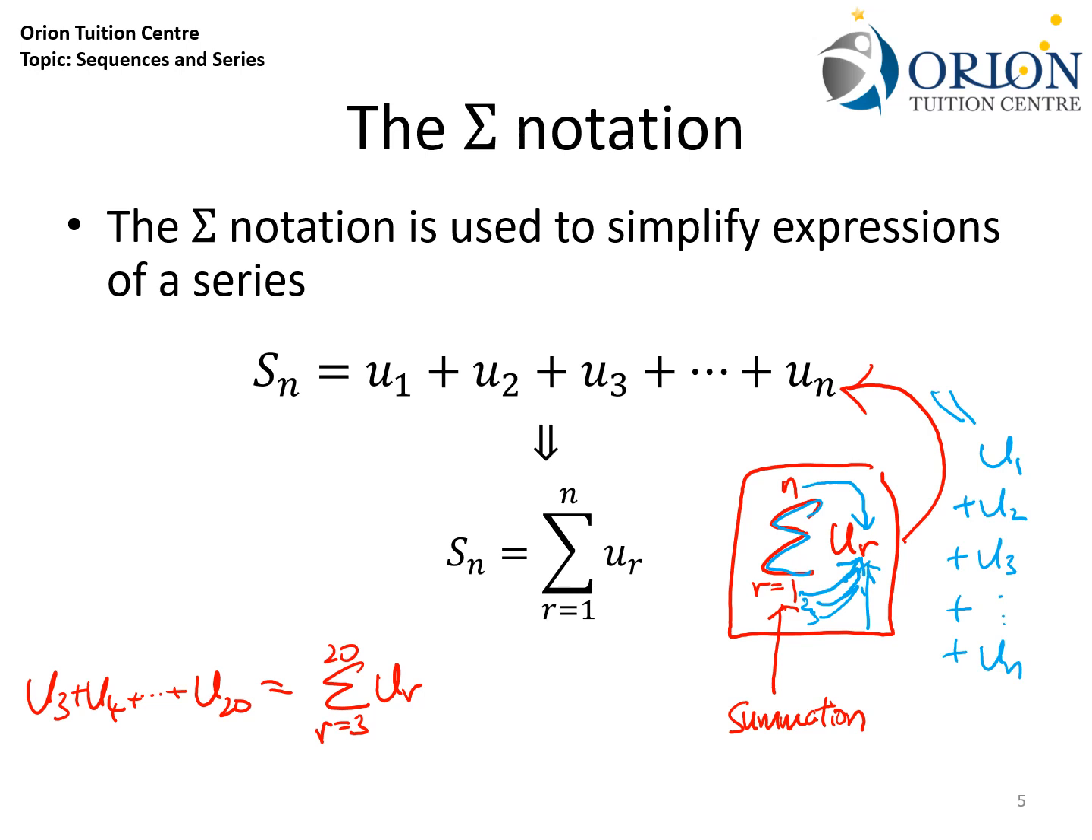Also, if we have the sum 1 plus 2 plus 3 all the way until 50, we can write it as a summation up to 50 from r equals 1 of the term r, such that when we substitute r equals 1 in, we get 1. When we substitute r equals 2 in, we get 2, and so on, until 50.